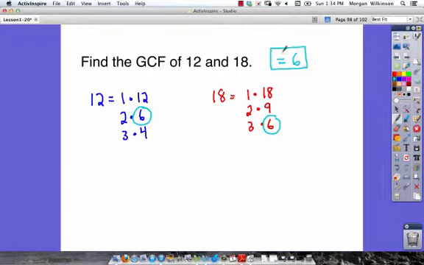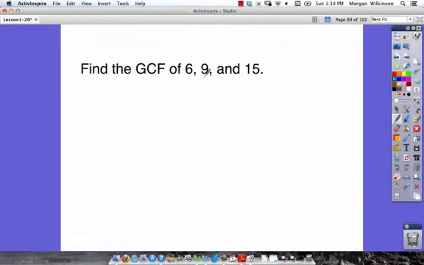This is the method we'll use whenever we're figuring out a greatest common factor problem. Let's move on to the next slide. Alright, here's our next example. Find the GCF, greatest common factor, of 6, 9, and 15.